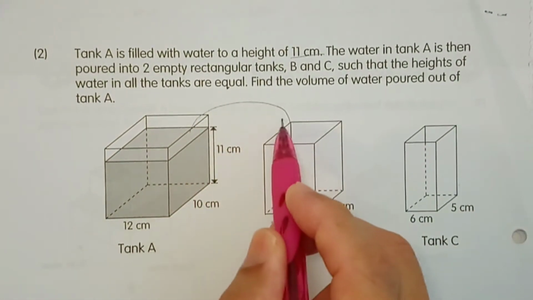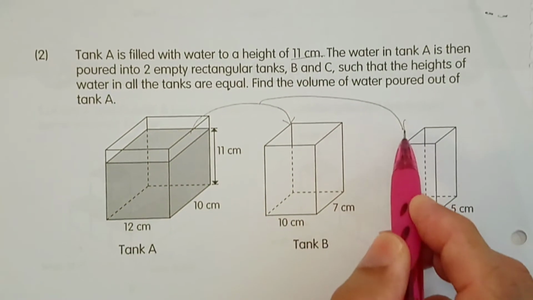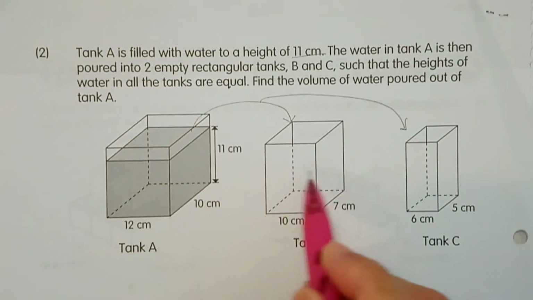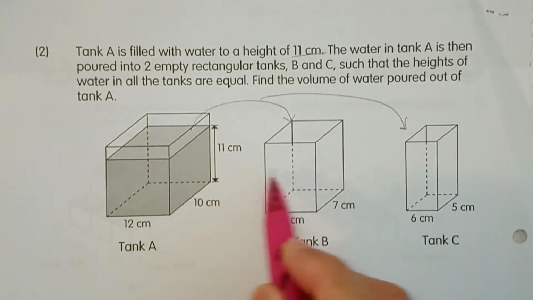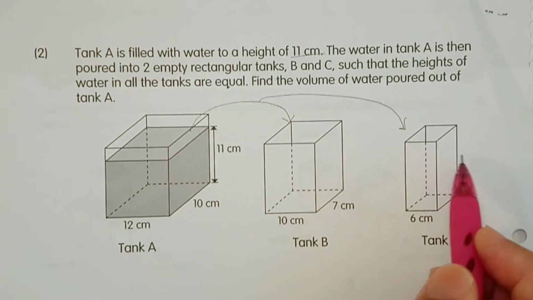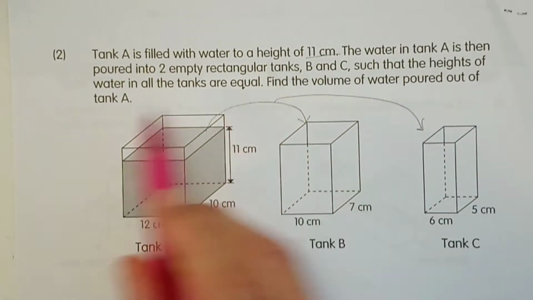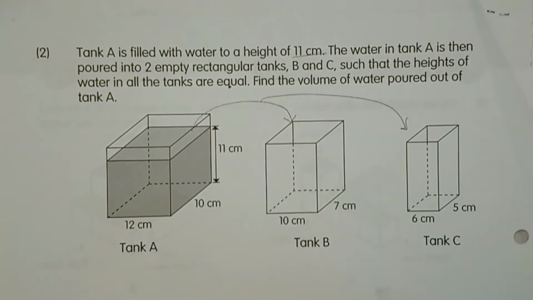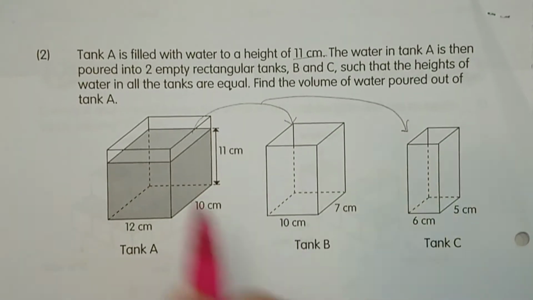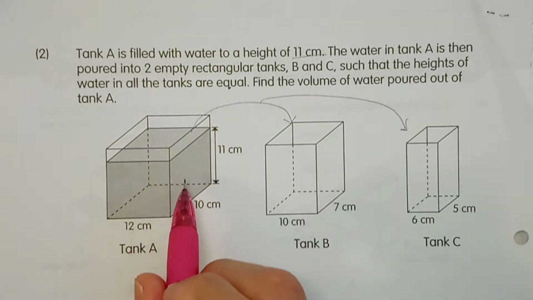So the water you take from here, you pour inside here, and you pour inside here until the level of the water is the same for all three tanks. Find the volume of water which is poured out of tank A. Firstly, we need to find out the volume of water in this tank.